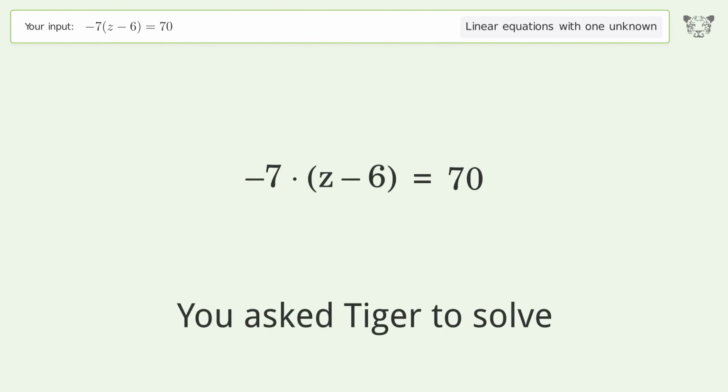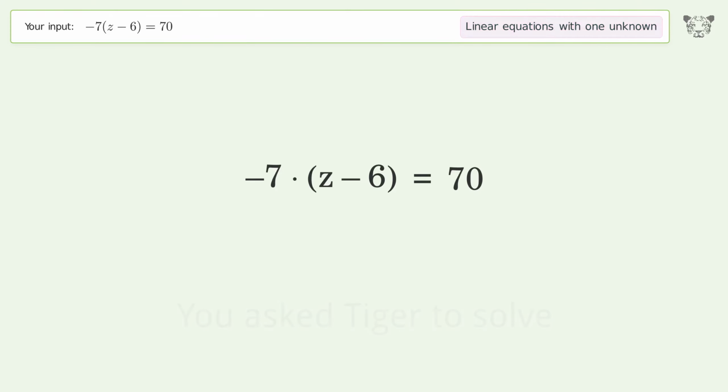You ask Tiger to solve. This deals with linear equations with one unknown. The final result is z equals -4. Let's solve it step by step.